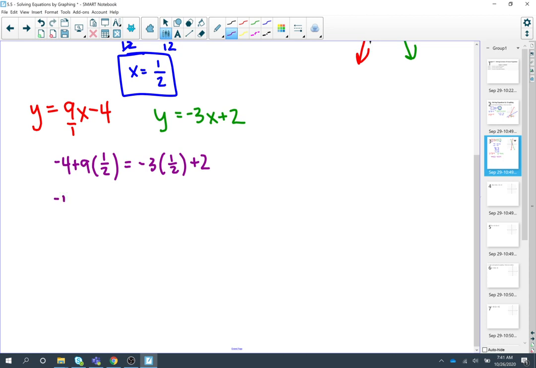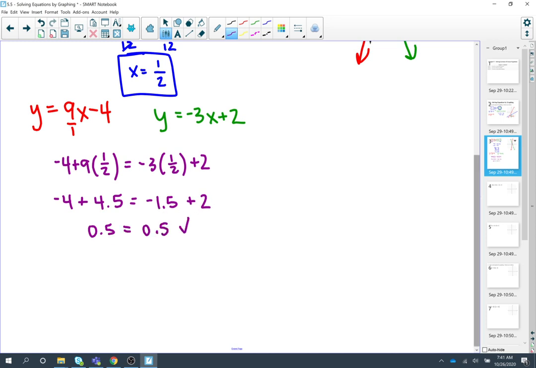So this is -4 plus 9 times 1/2. I'm just going to convert that into a decimal to make our lives easy, which should be about 4.5. Equals -3 times 1/2 is -1.5 plus 2. -4 plus 4.5 is positive 0.5. And -1.5 plus 2 is positive 0.5.